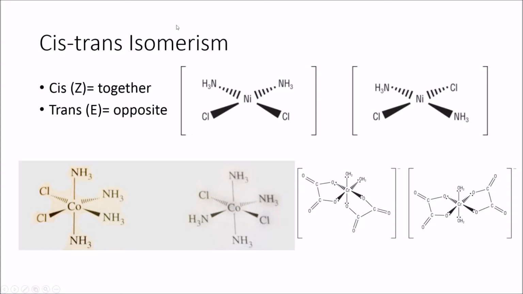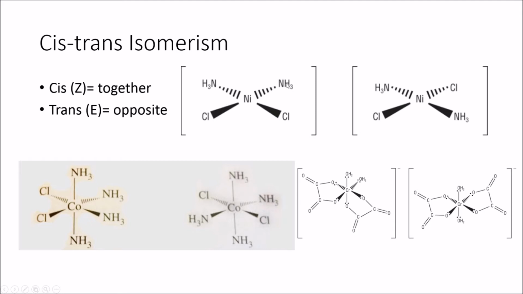So the first thing is cis-trans isomerism. Now you don't need to know loads about this or optical isomerism, but this is something you should be aware of. Cis-isomerism is when your ligands attached to your central metal ions are together. If we just use a simple example where we have Ni(NH3)2Cl2, we can see here that our NH3s are together and our Cls are together.